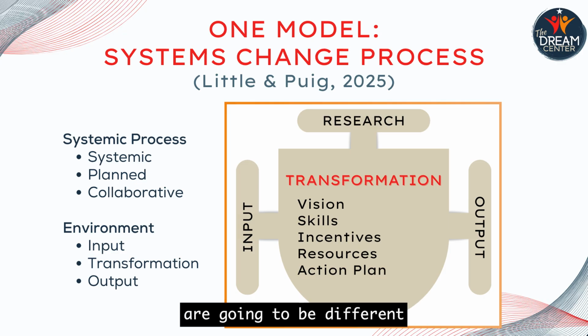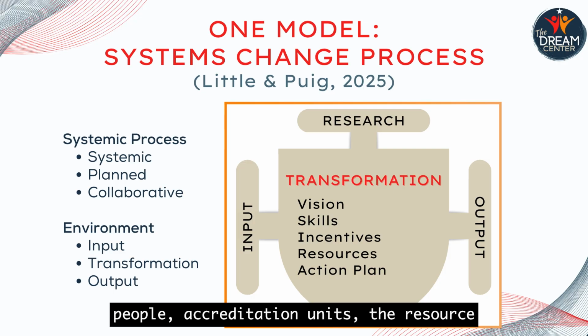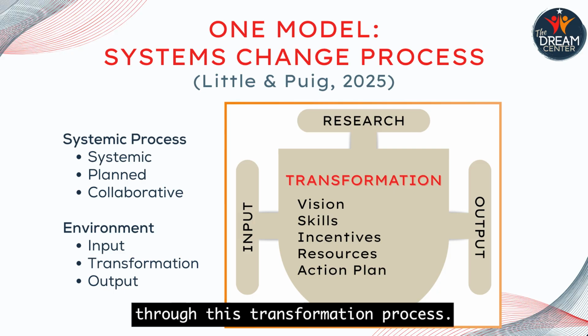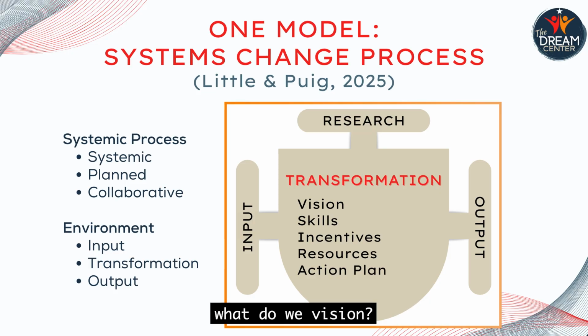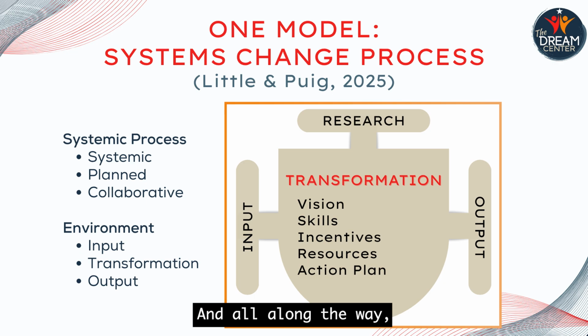So all of our inputs are going to be different given our situations, goals, schools, people, accreditation units, and the resources we want to use to meet the outputs that we put into our grants through this transformation process. And we're going to go through all of these with those questions: what do we envision? What skills and incentives and resources do we need to get there? And all along the way, I don't know about you guys, but I have to-do lists, and whether you use sticky notes or to-do lists or whatever, they're all over, to make sure that we're based on research, that we're getting to the outputs and the outcomes that we want.